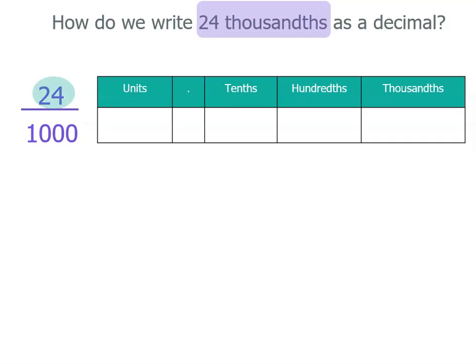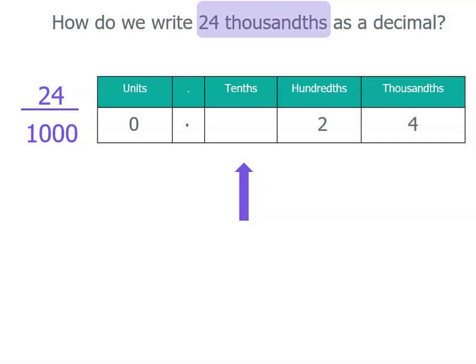So because we've only got 24 as our numerator in our fraction form, we can put a 0 in the units place and a decimal point. Now, what we need to do with the number is start from our thousandths place, and we start from the last digit. The 4 goes in our thousandths place, then we move left with our number and our place value table, and our 2 goes in there.